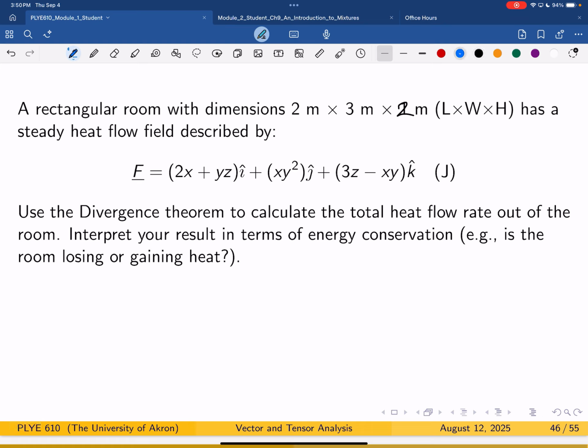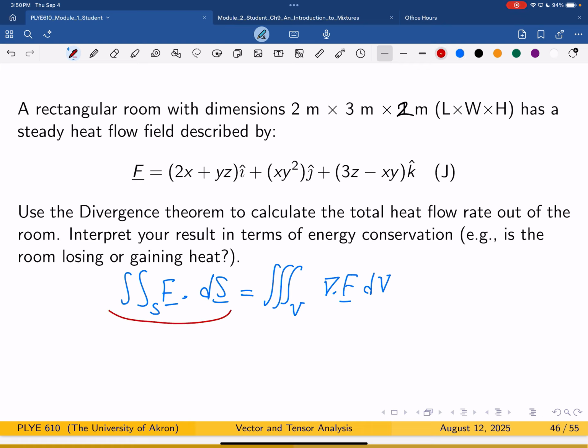So the divergence theorem says that the integral of F dot dS equals the integral of the divergence of F over V, dV, which is the volume. So we are looking for this side, right? That integral. Do you know how to calculate that integral here? Let's say we didn't know the divergence theorem; the reason we're using it is that it's easier.